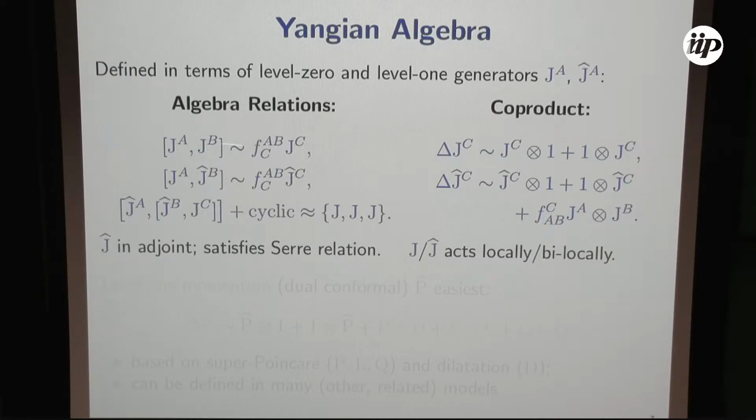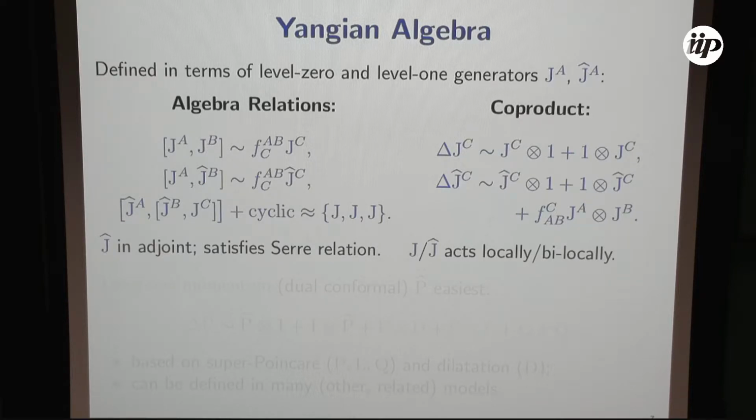So there's the Lie algebra at level 0, with the structure constants of the superconformal algebra. Then here you get the adjoint property of the level 1 generators. And then there's the so-called Serre relations, which are more complicated, which I don't really write out. But they constrain somewhat the level 1 generators.